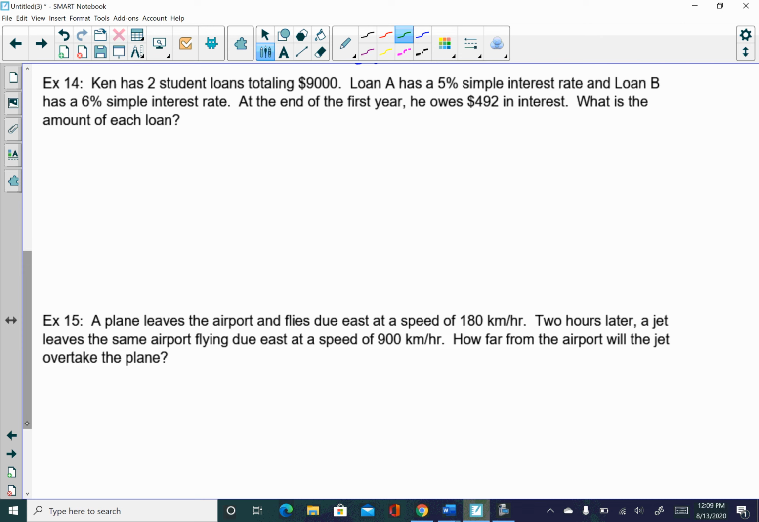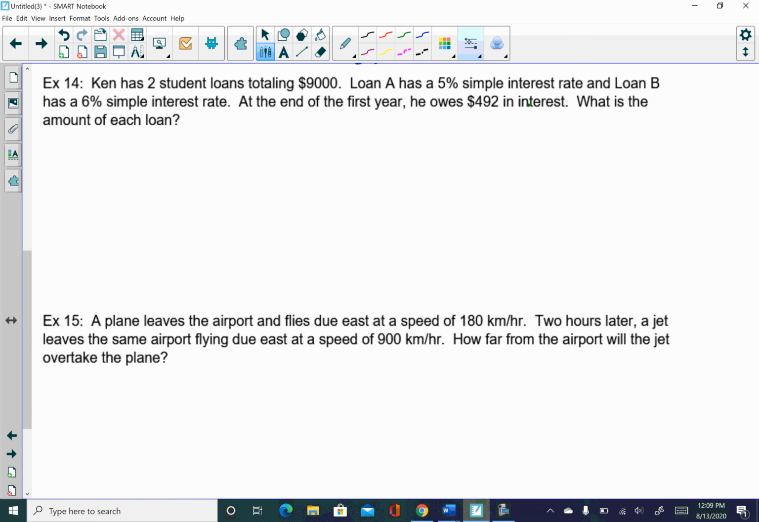All right. So Ken has 2 student loans totaling $9,000. Loan A has a 5% simple interest rate. Loan B has a 6% simple interest rate. At the end of the first year, he owes $492 in interest. They want to know then what is the amount of each loan. So let's talk about setting this up.